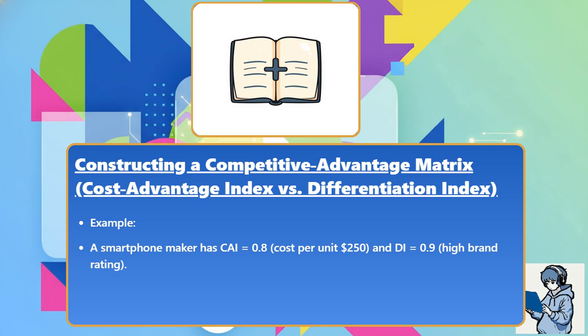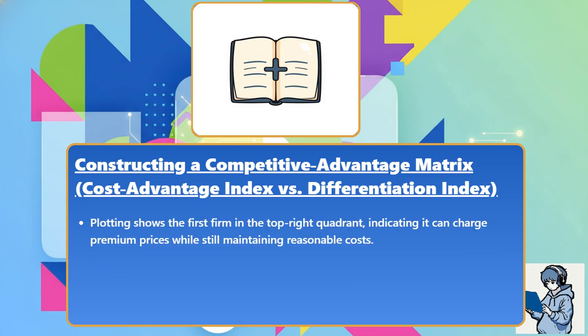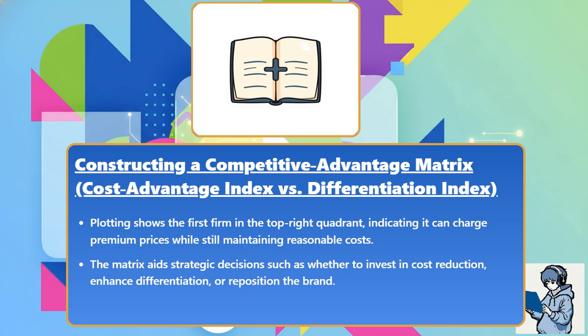Example: a smartphone maker has CAI equals 0.8, cost per unit $250, and DI equals 0.9, high brand rating. A budget rival has CAI equals 1.2, cost $180, but DI equals 0.4. Plotting shows the first firm in the top right quadrant, indicating it can charge premium prices while still maintaining reasonable costs. The matrix aids strategic decisions such as whether to invest in cost reduction, enhance differentiation, or reposition the brand.